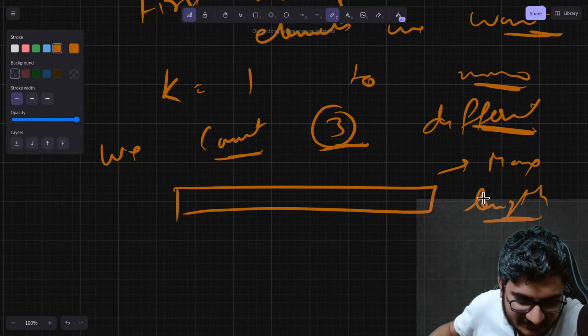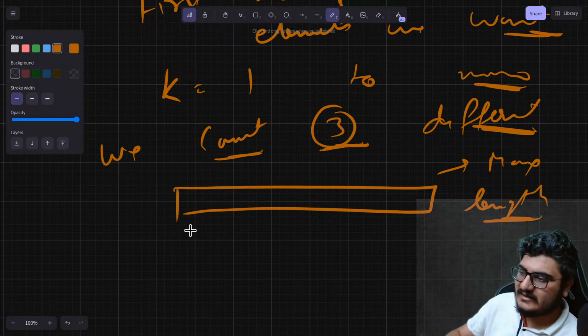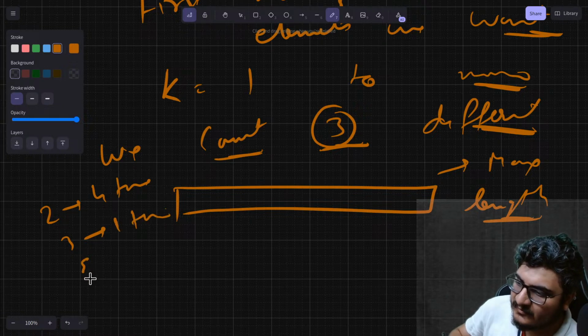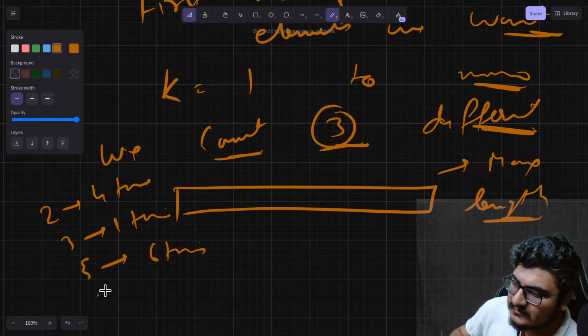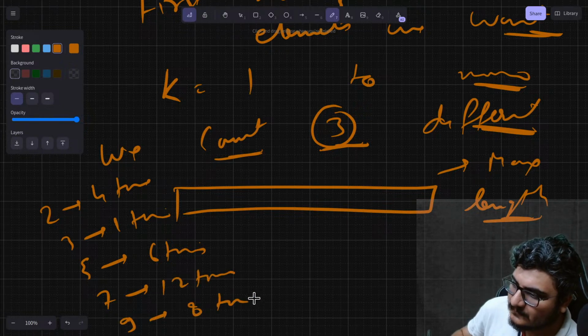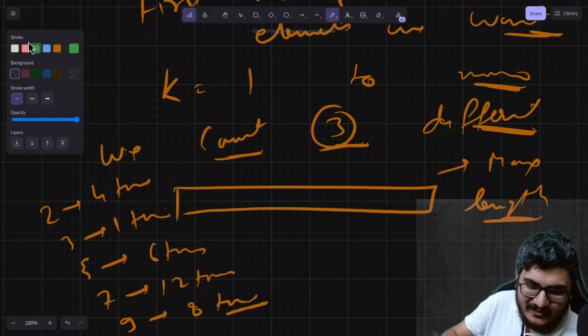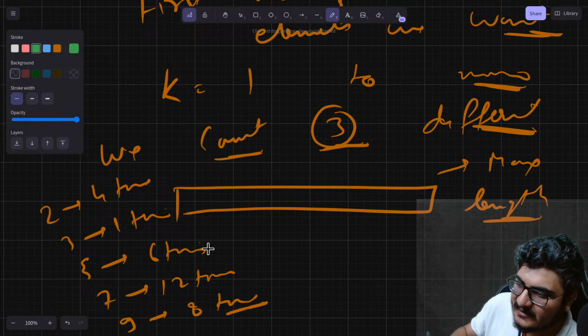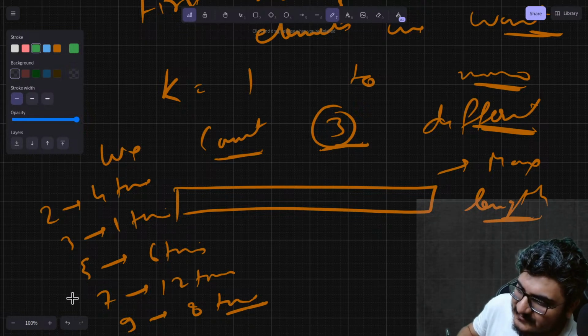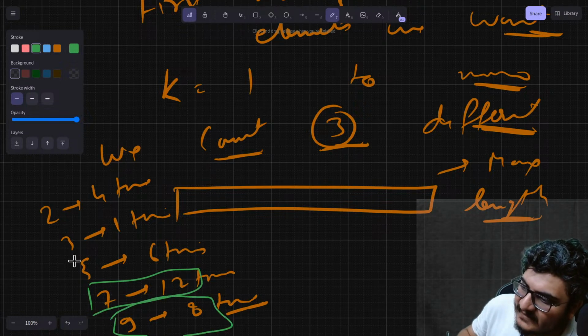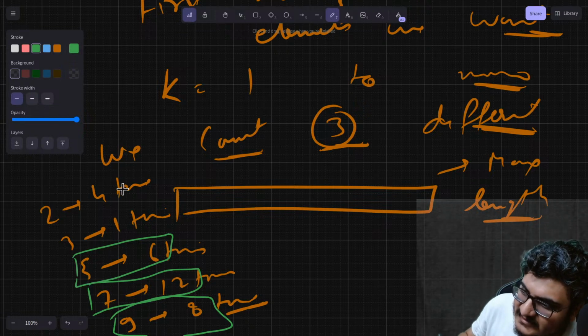I claim the maximum length we would have is this: let's say we have a sequence where 2 appears 4 times, 3 appears 1 time, 5 appears 6 times, 7 appears 12 times, 9 appears 8 times. And if we have to choose 3 elements and get the maximum length, let's even forget about divisibility. Then my claim is choose the ones which appear the maximum number of times. Like choose 7, choose 9, choose 5. These are the ones which appear the most.